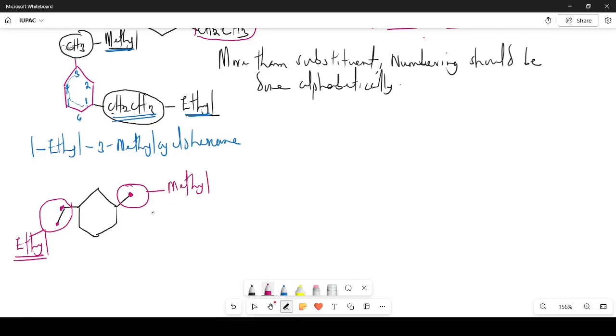Now, if you want to name, how are you going to name? Remember that you need to number. And for you to number, you number from here, because you have more than one. Remember, whenever you have more than one substituent, how do you number? You number with respect to the alphabet. So this becomes number 1, number 2, number 3, number 4, 5, and then 6.